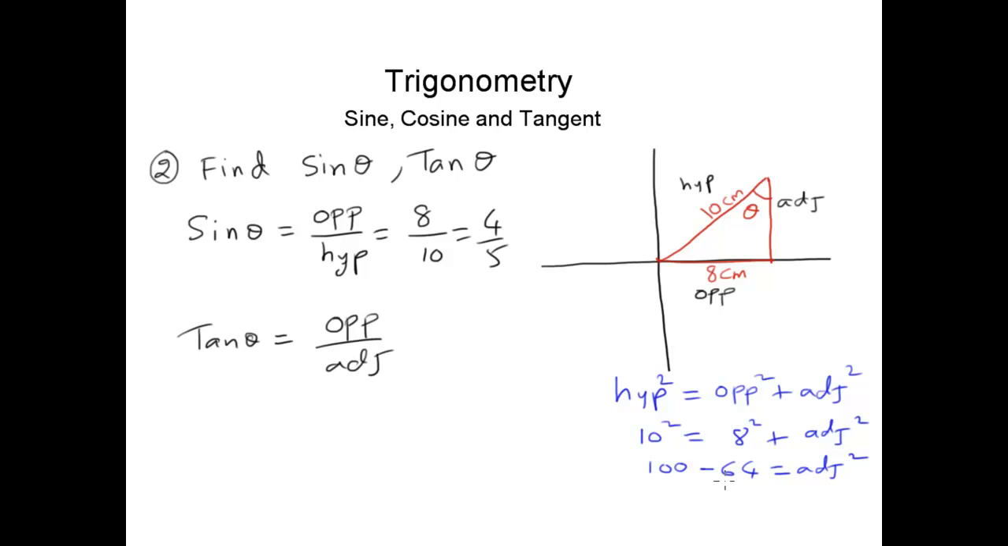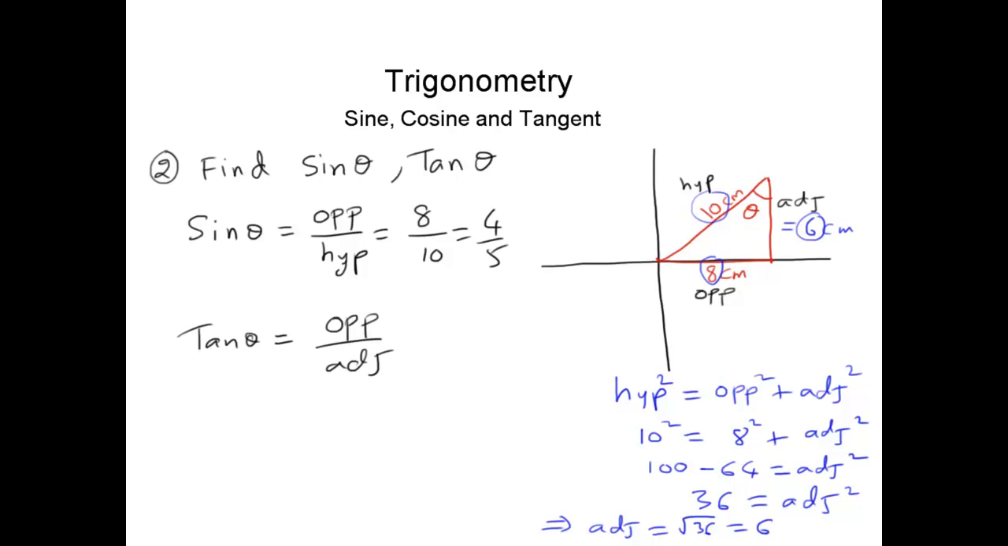What is 100 minus 64? It's 36. So 36 equal to adjacent square. And so how much is the adjacent side length? It will be square root over 36 equal to 6. So your adjacent length would be 6 centimeters, right? If your hypotenuse is 10, your opposite is 8, your adjacent side would be 6 centimeters.